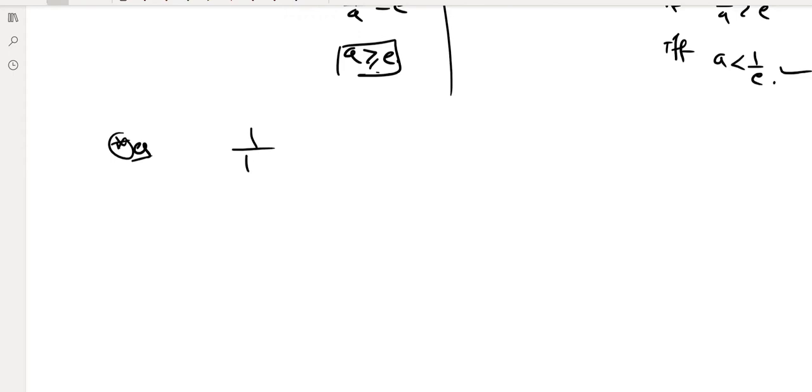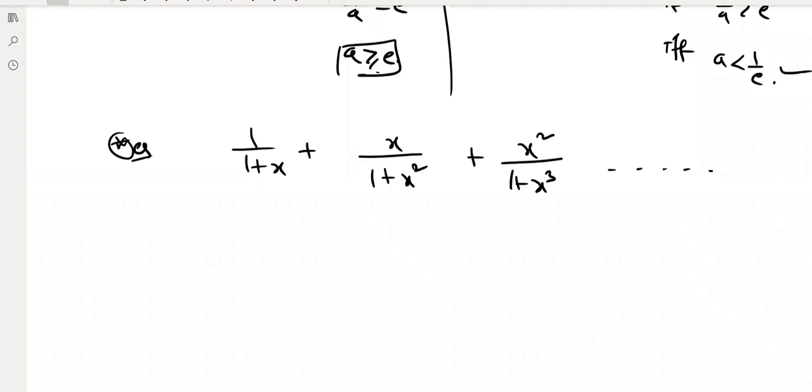Test the convergence of this series: x by (1 plus x square) by (1 plus x cube) and so on. Whenever x is positive, it will become a positive term series. So how can you show that it is convergent or divergent? For what values of x is it convergent? You're asked to compute that. When do you say that this is a convergent series?